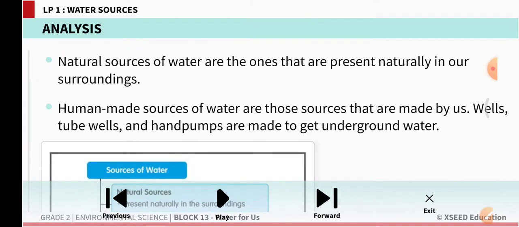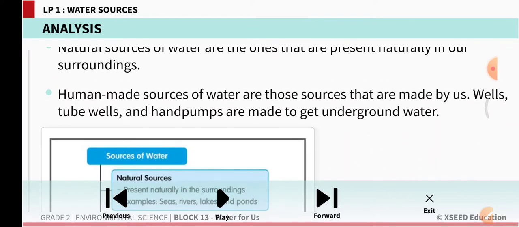Human made sources of water are those sources that are made by us, such as wells. Okay, people dig the wells, they make a big hole in the ground, then they build a wall around the hole, then they draw water using a bucket and a rope. That is a well. Tube wells, hand pumps are made to get underground water. So wells, tube wells and hand pumps are made to get underground water.